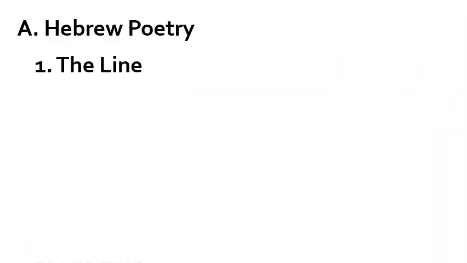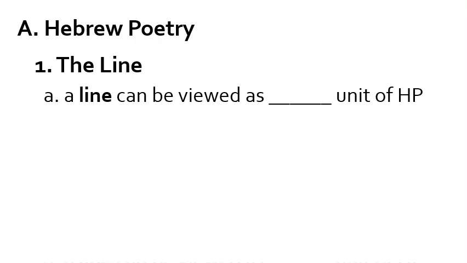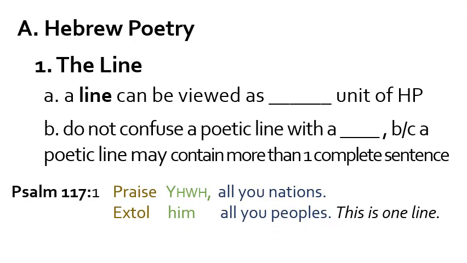All right, so the line can be viewed as the basic unit of Hebrew poetry. So what is a line? Well, be careful, don't confuse a line with a sentence, because it's possible for one line in Hebrew poetry to have more than one sentence in it. Let me show you a line here. This is one line in two sections. And I'll tell you in a minute, those sections are each called a colon.